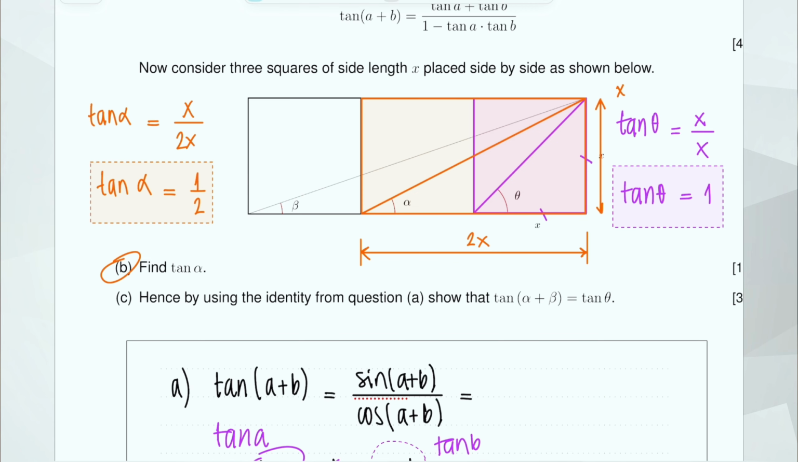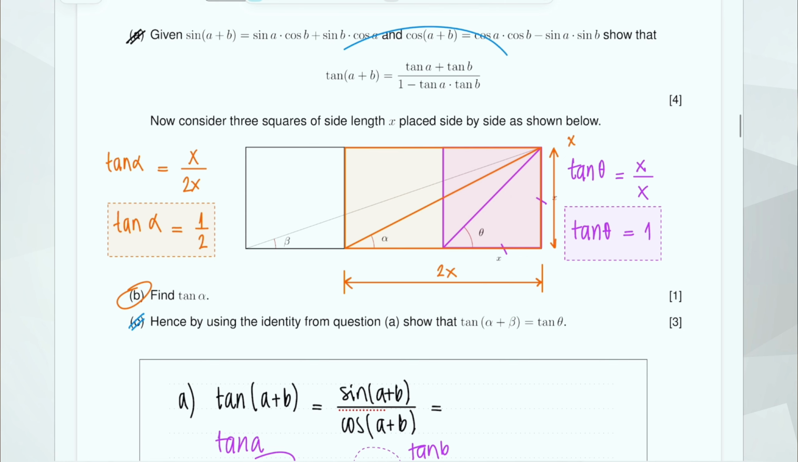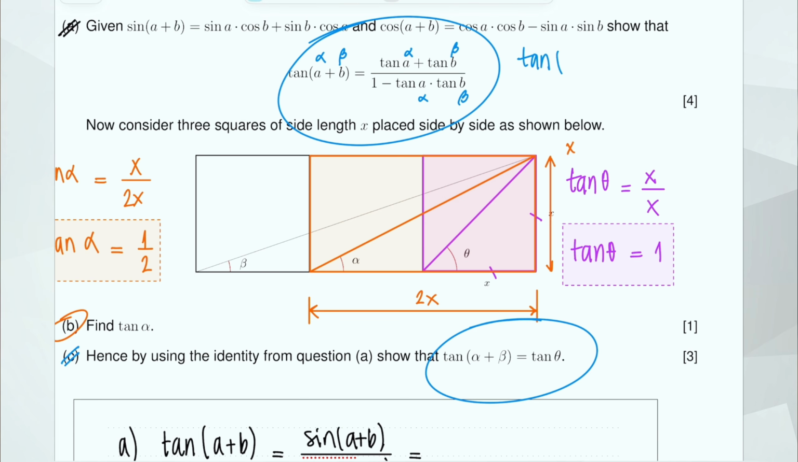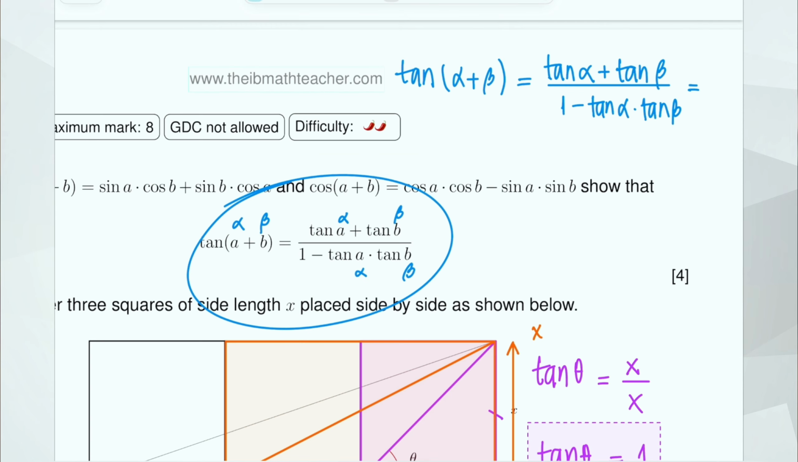Now for question C, we're going to use this identity to show that tangent of alpha plus beta is equal to tangent of theta, meaning we're going to replace a by alpha and b by beta. So we have tangent of alpha plus beta equal to tangent of alpha plus tangent of beta, which we can find as well, over 1 minus.